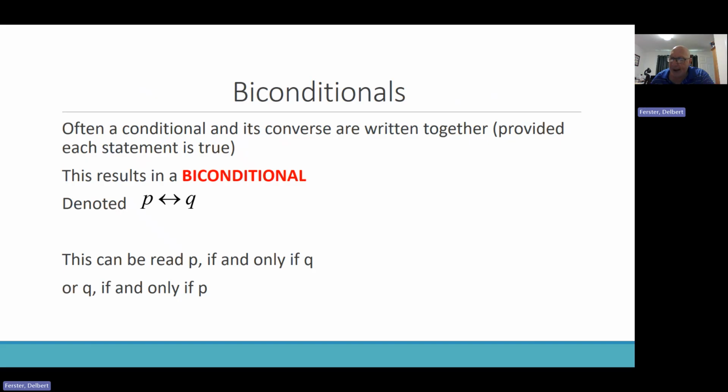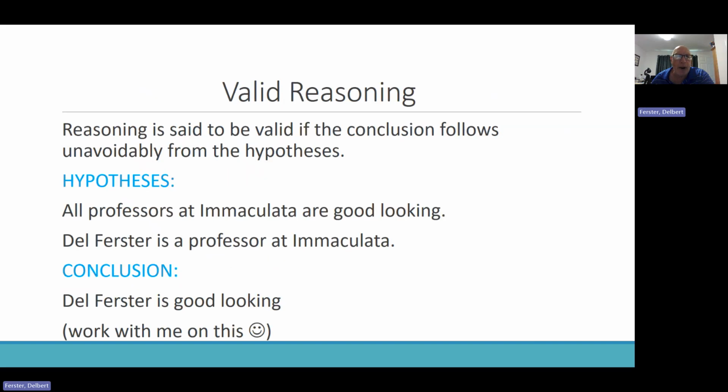A biconditional is read if and only if. So P if and only if Q, or Q if and only if P. And we're not going to get too crazy. Your book's got it in there, so I threw it in the PowerPoint.